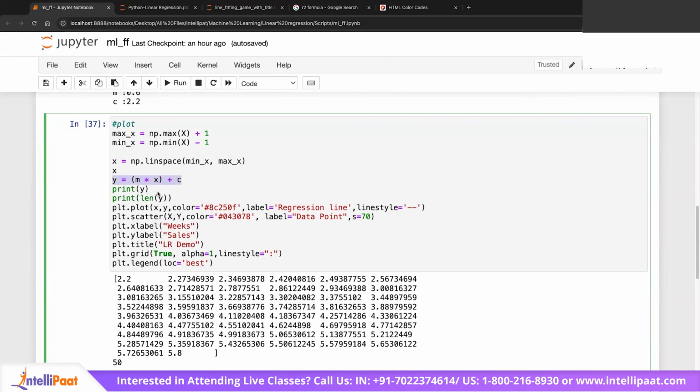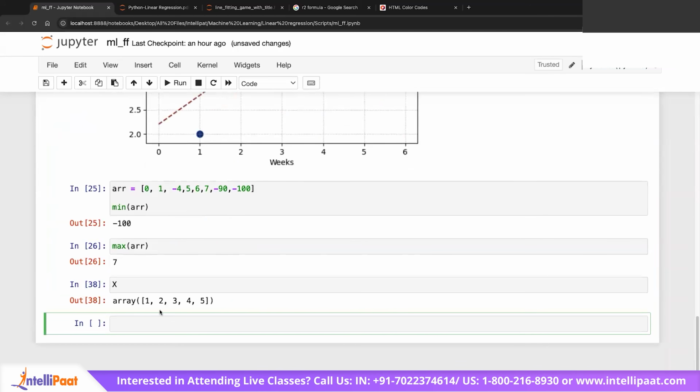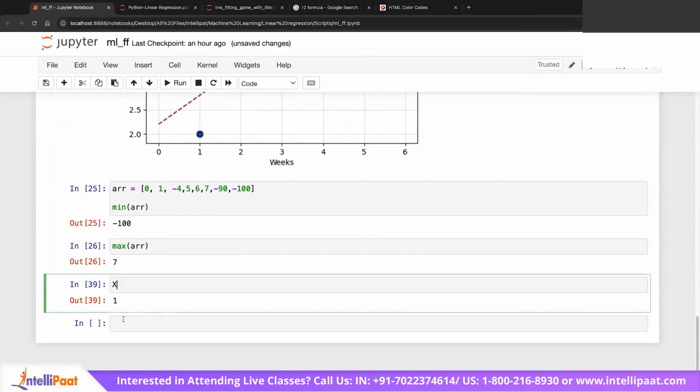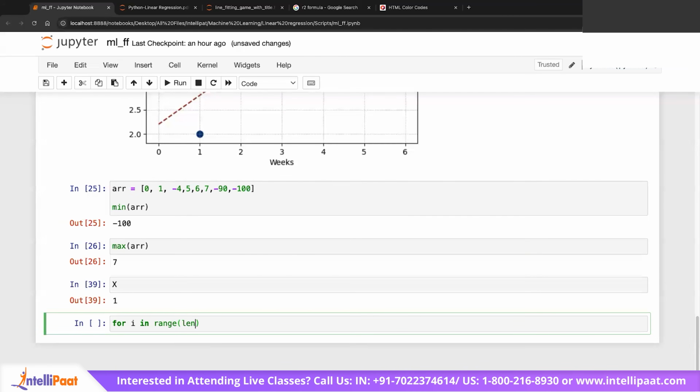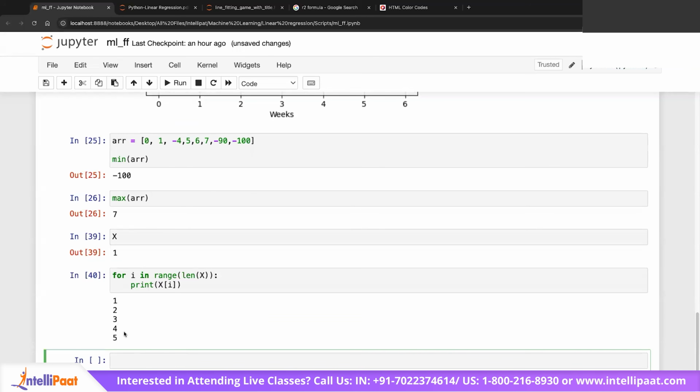What value of x's do I have? Do I have the value of x's like this? X is equal to, let me show you. What is the value of x we have? Is it an array? So if I do x of 0, will it give me the value 1? So tell me, for i in range of length of x, will this run the loop 5 times? If I print x of i, will this give me the value of each number 1, 2, 3, 4, 5?